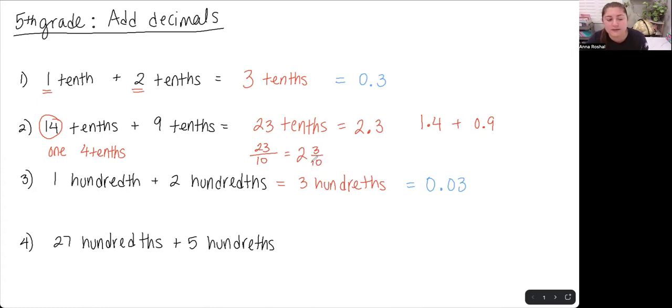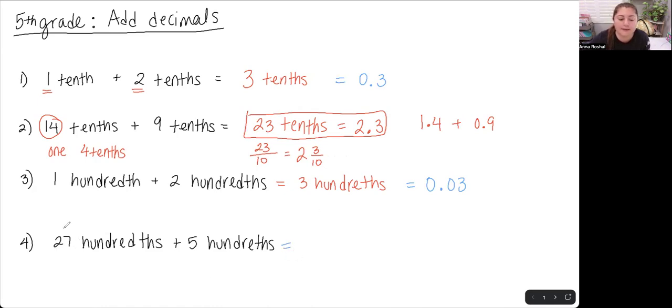This 2 wholes and 3 tenths, that's what we're looking for. Okay. So this would be my double answer, not just in word form, but in number form as well. Okay. Let's take a look at this bottom one right here.